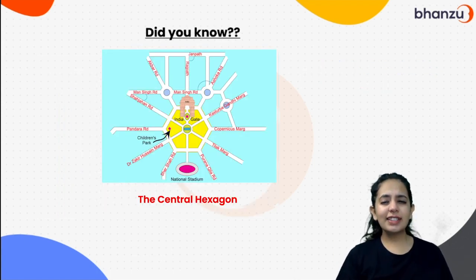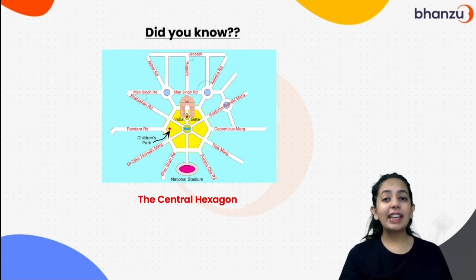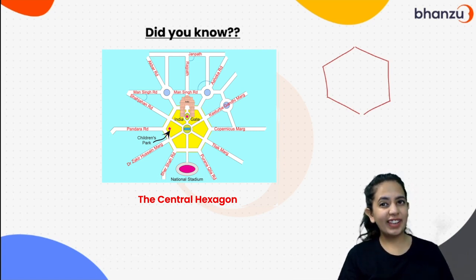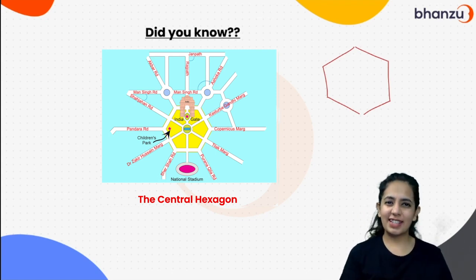Now, do you know this is a central hexagon, and why do we call it a central hexagon? Because this is in the center of New Delhi, where India Gate is there. And it is in the shape of a hexagon. Just like how hexagon has 6 sides, similar to that, it has 6 sides. That's why we call it central hexagon. And here we have India Gate. I hope you have visited this area. And if you have, you must have seen this hexagon.